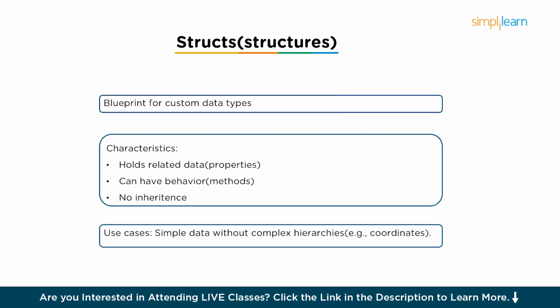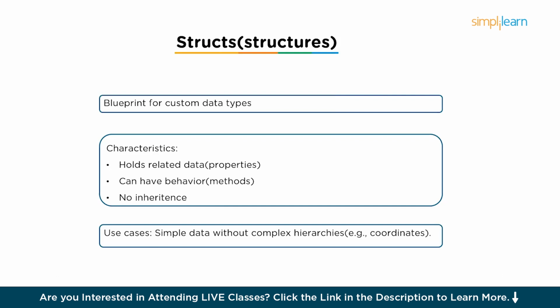Next, we have structures. A structure is essentially a blueprint or a template that allows you to define a new type that fits your specific needs. You use them to structure data in a way that makes sense for your program. The characteristics include holds related data, that is, structs allow you to bundle together variables or constants, known as properties, that are related to each other. This helps you keep your data organized.